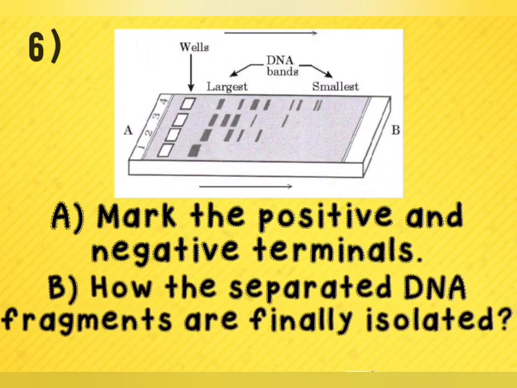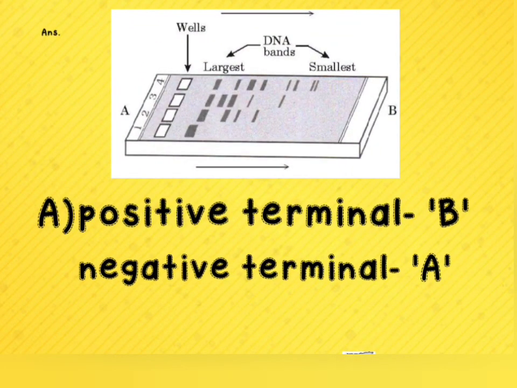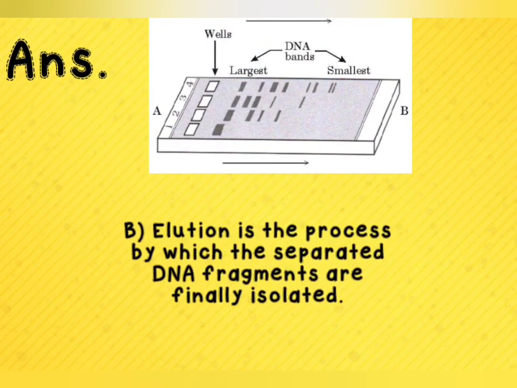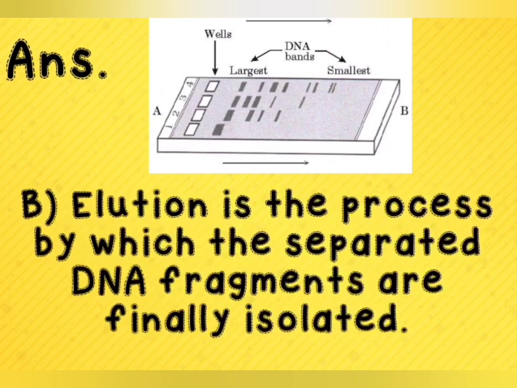Next is, this is the figure of gel electrophoresis, and here in the first part you have to mark the positive and negative terminals, and in the second part you have to tell how the separated DNA fragments are isolated. So the first answer, the A part, here the positive terminal is the point B given in the diagram and the negative terminal is point A as shown in the diagram. Second part, the process by which separated DNA fragments are isolated is known as elution. This elution is very important for your exams.